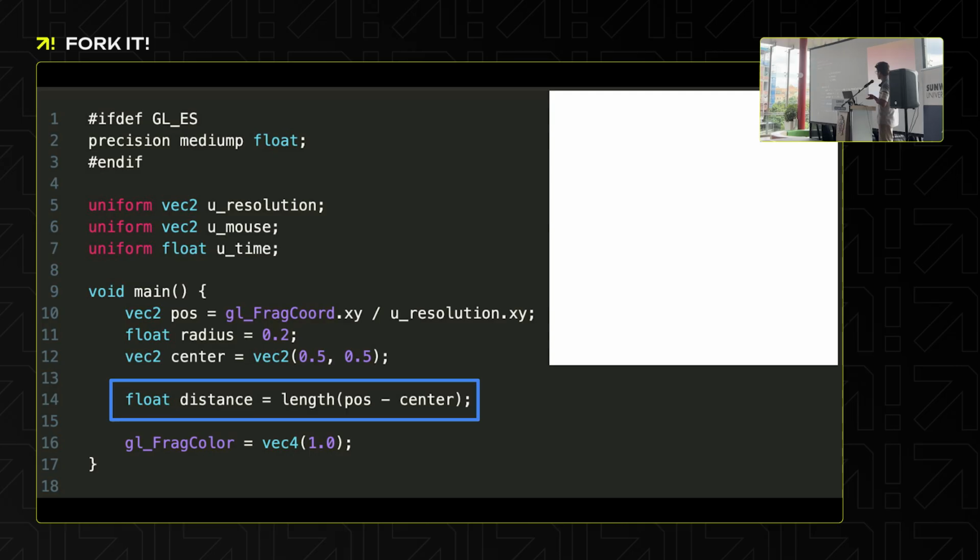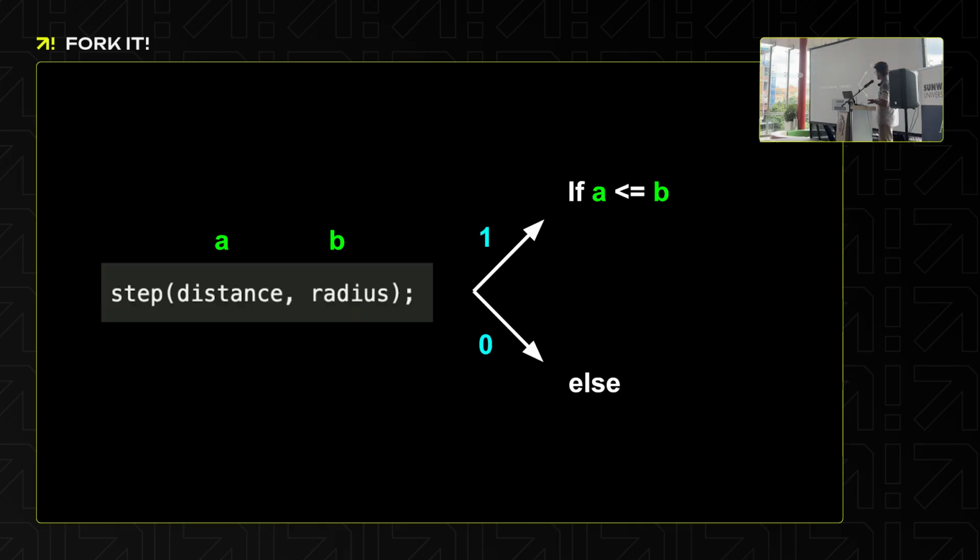So we are going to use something called step. So what is this? The step function receives two values, A and B. In our case, let's say it's the distance and the radius, and it's going to return 1 if A is lower or equal to B, and 0 otherwise. So if A, which is distance, is lower or equal than radius, it's going to return 1, which means true actually. Otherwise, it returns 0. And we are going to use this value to determine if we are going to draw the color of the circle or not. So let's see how we can use this.